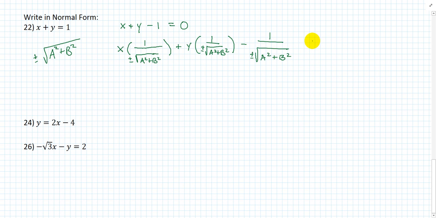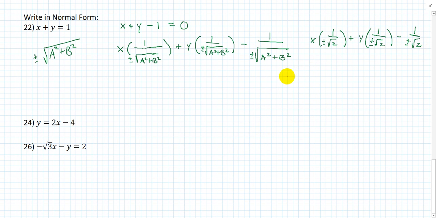So this converts to x over 1 over root 2, hopefully you recognize that, plus y over, oh, I forgot the plus or minus, plus y over plus or minus root 2 minus 1 over plus or minus root 2. So I'll stop there and let you catch up. Okay, just realized I don't have to pause for you to catch up. You could pause it yourself if you need to.